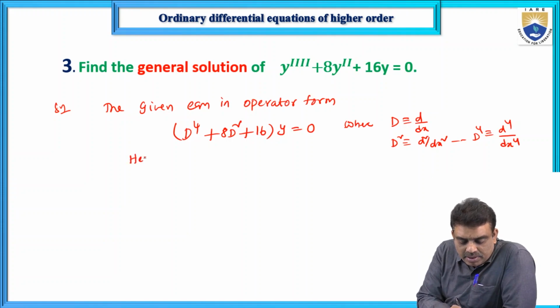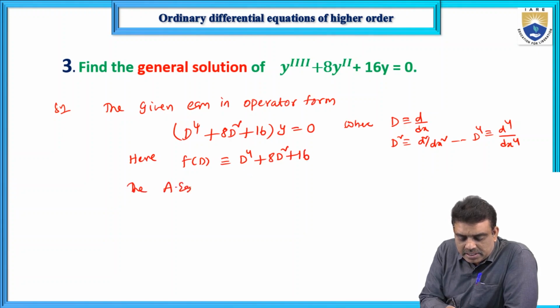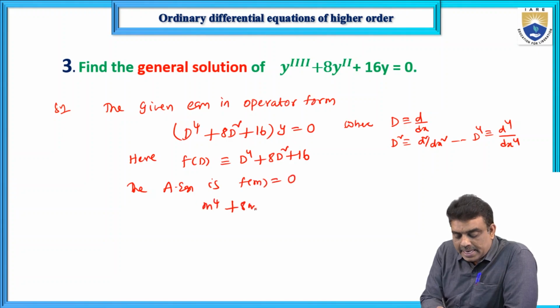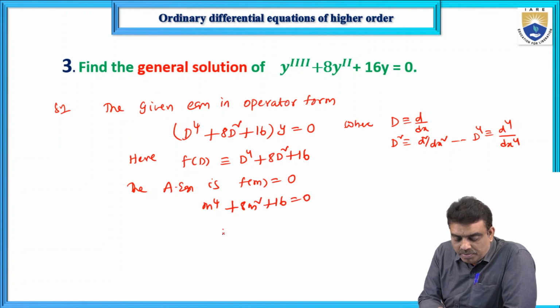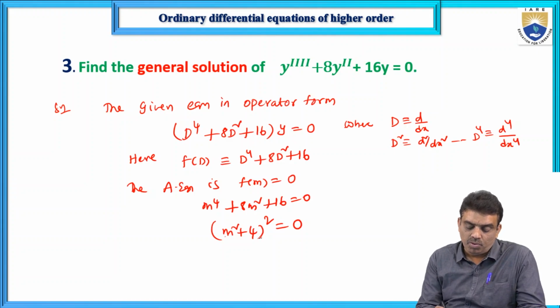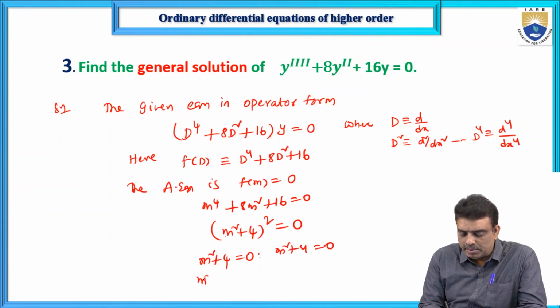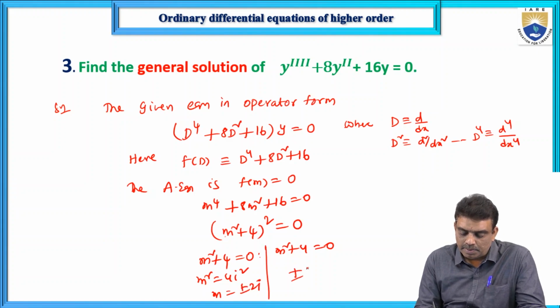So now what is f of d? Here f of d is d power 4 plus 8d square plus 16. Now the auxiliary equation is f of m is equal to 0, that is m power 4 plus 8m square plus 16 equals 0. Or I can write it as m square plus 4 whole square is equal to 0. On expanding, m square whole square is m power 4, 4 square is 16, 2 times 4 is 8 m square. So m square plus 4 is equal to 0, and m square plus 4 equals 0. So m square is equal to 4i square, m is equal to plus or minus 2i. And here you also get another plus or minus 2i.